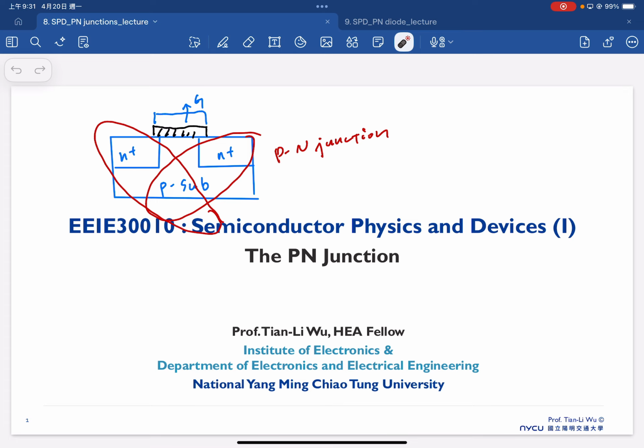Basically, if you look at the structure of the MOSFET, inside the MOSFET we already have certain parasitic PN junctions between the drain and the substrate, and also the source and the substrate. These two PN junctions will highly influence the non-ideal effects of the MOSFET, which is very crucial for the future. That's why we always start from the discussion of the PN junction.